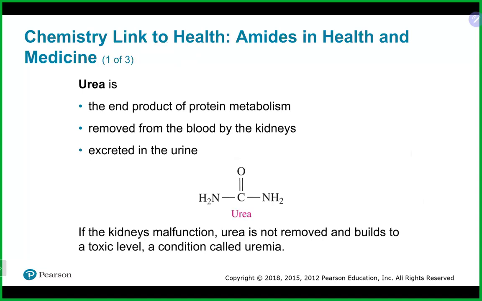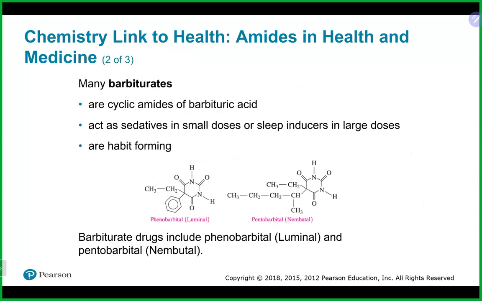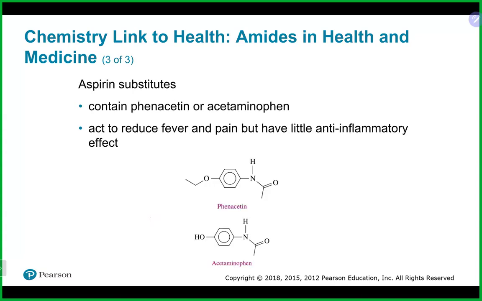Still not naming. Urea here is an amide, and again, you can see our amide bond right there on either side, actually. Barbiturates as well are also amides, and again, you can kind of see the amide bond right there, a connection. Aspirin as well has an amide bond on it right there.